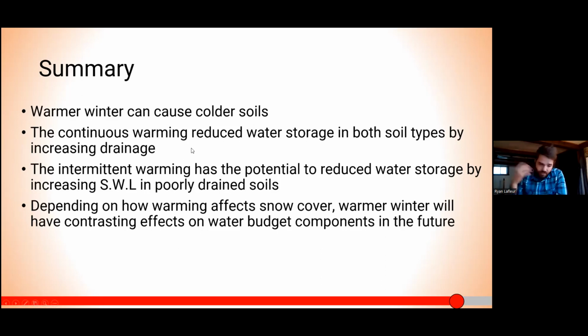And lastly, to wrap this all up with a bow, basically what we're trying to say is that depending on how climate change affects our warmer winters and how it removes or decreases the snow cover, we can see some very contrasting effects on water budgets in agricultural environments, forest environments, everywhere.